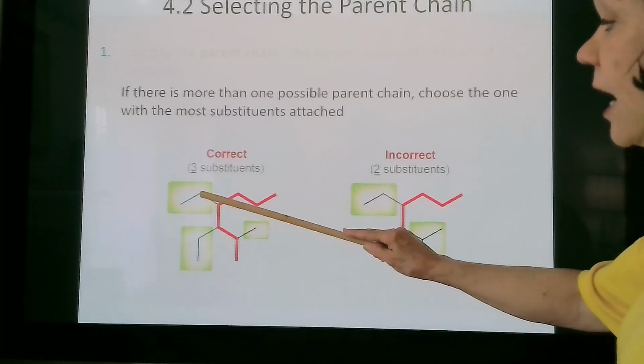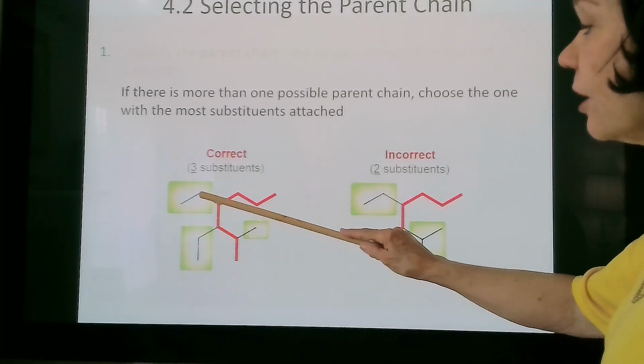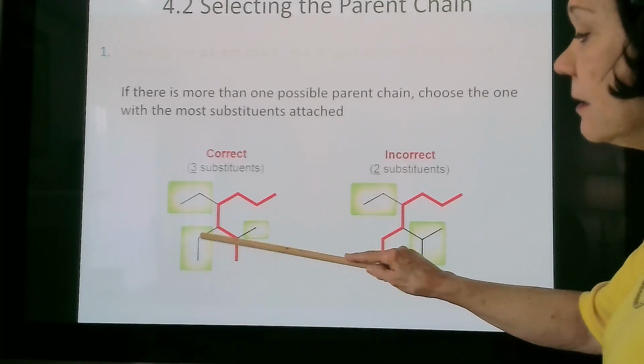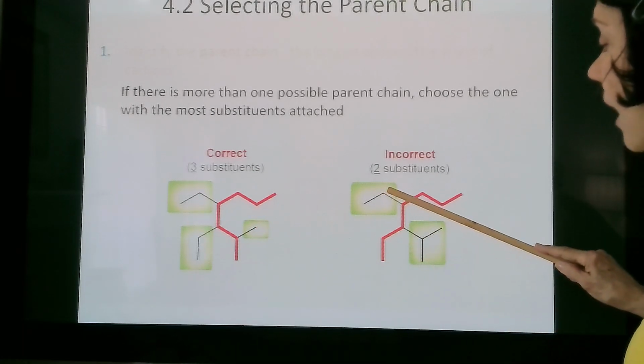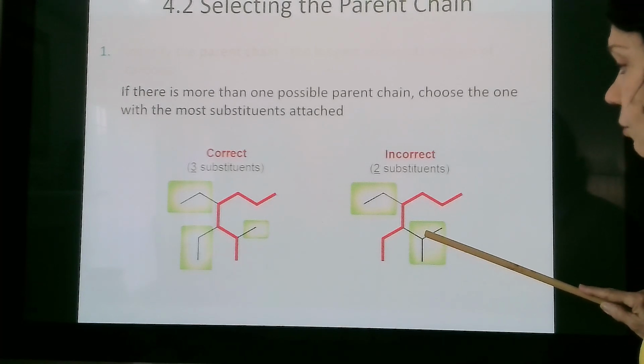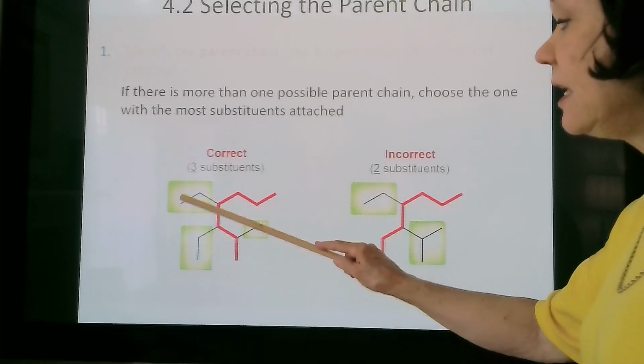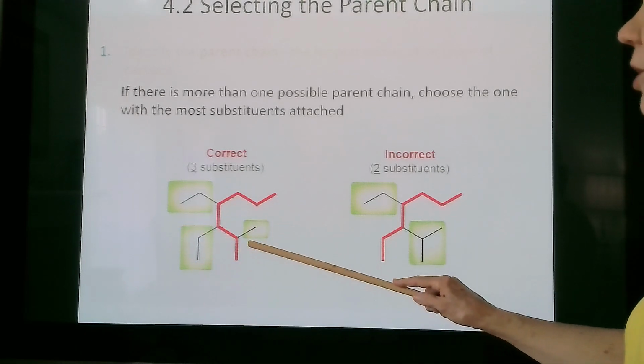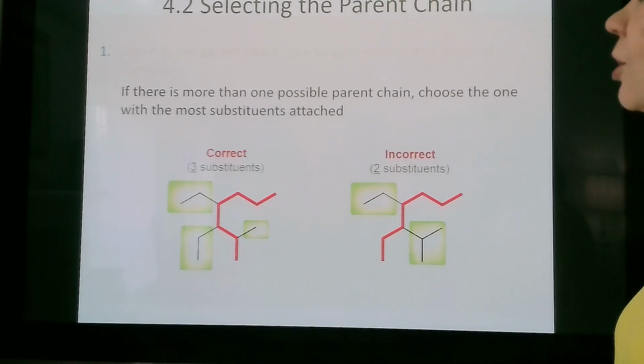You also want to have the highest number of substituents. This one has 3 substituents. This one has only 2 substituents. So this is the correct carbon skeleton, the correct parent chain to use.